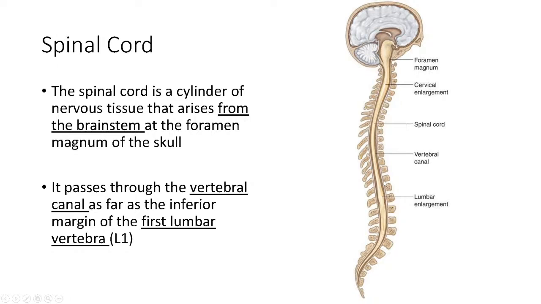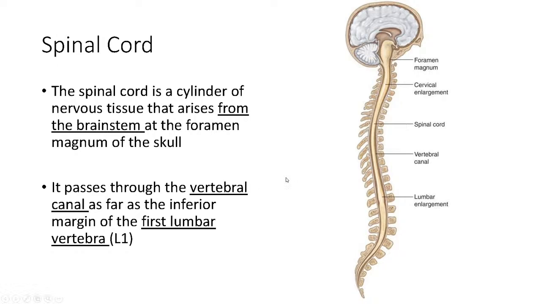So there are a couple of enlargements that we should be aware of. There's a cervical enlargement in the cervical region. There's a lumbar enlargement in the lumbar region. The cervical enlargement is going to give rise to the nerve roots that become the brachial plexus, and that's a plexus of nerves that innervates the upper limbs. And then the lumbar enlargement is going to give rise to the lumbar plexus, which is going to innervate the lower limbs.